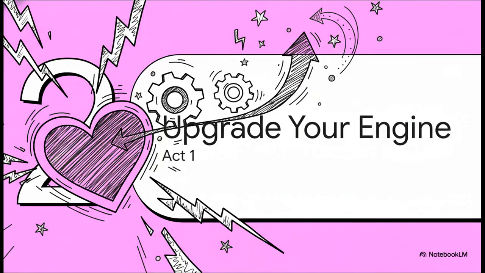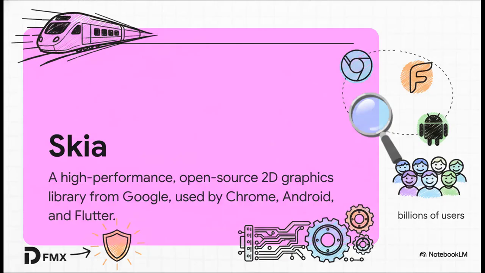Okay, let's jump into our first major solution. And trust me, this one is a total game changer. Think of your app's graphics engine as its heart. If the heart is weak and struggling, the whole body is going to feel slow. For a while, FMX had some default engines that were, well, they were fine. But now, we have something truly world-class baked right into the framework. And that something is Skia.